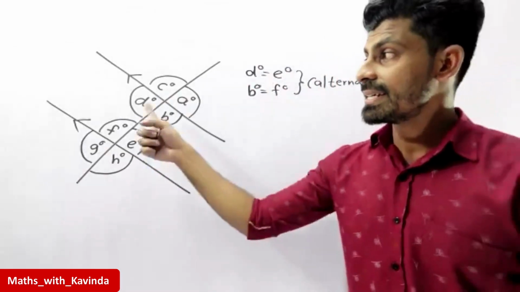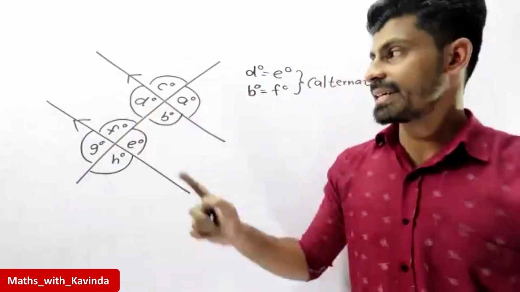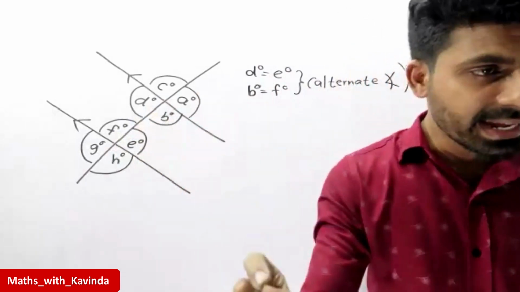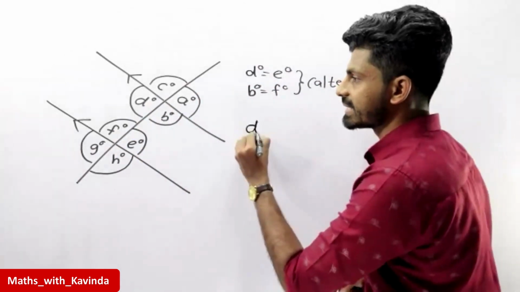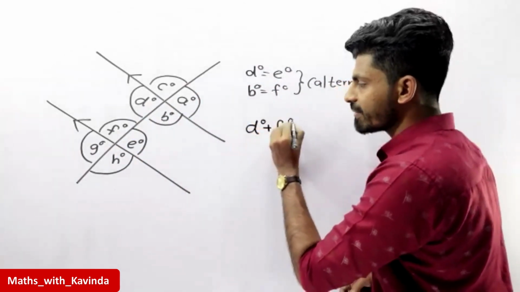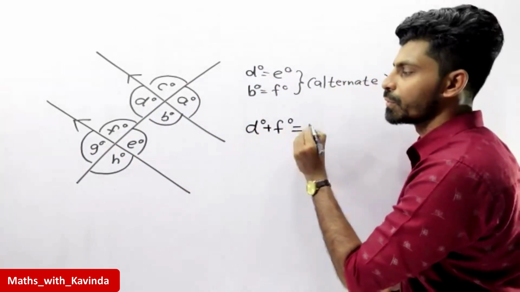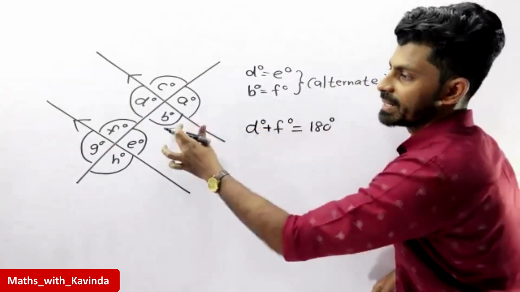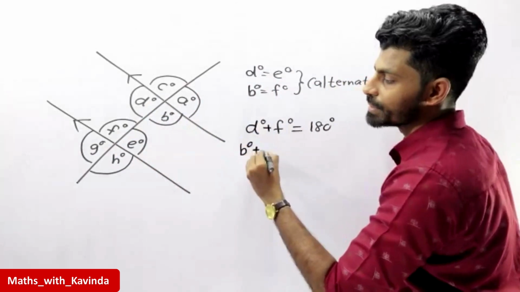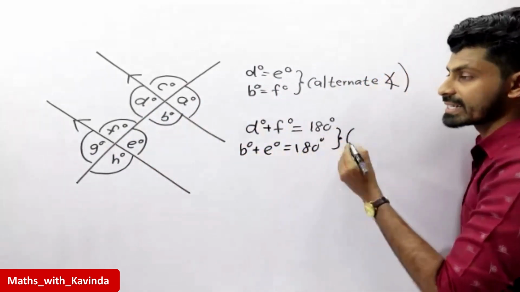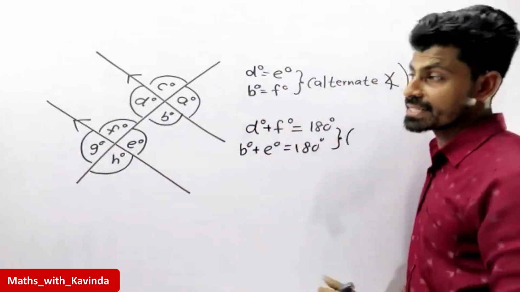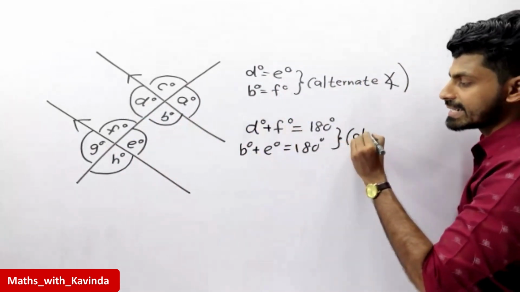Then allied angles. D and F are allied, B and E are allied. That means D plus F equals 180, B plus E equals 180. What is the reason? Allied angles.